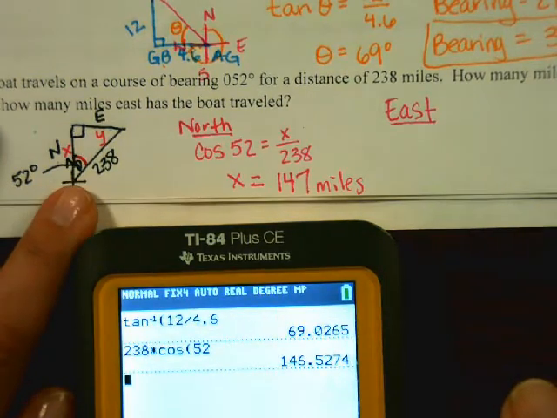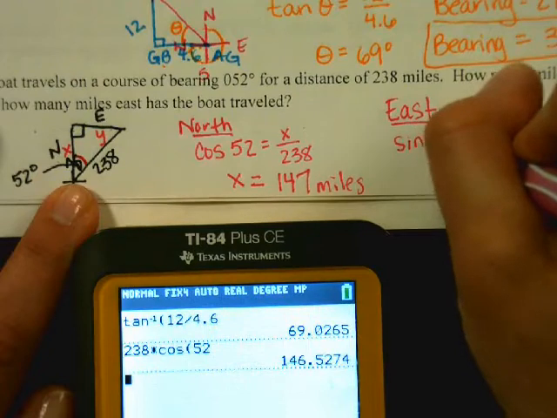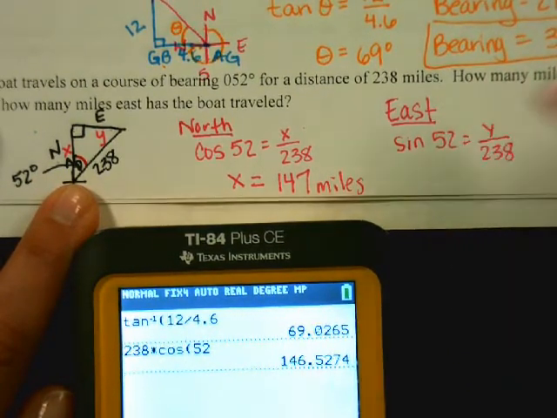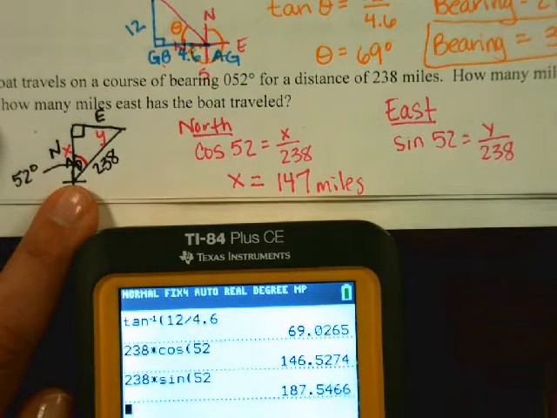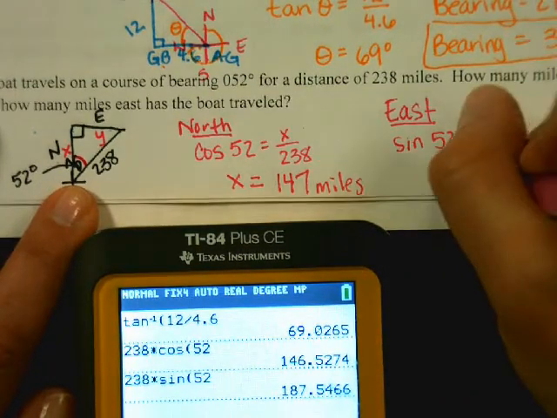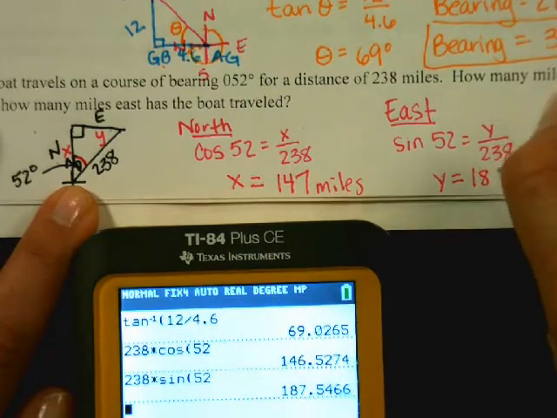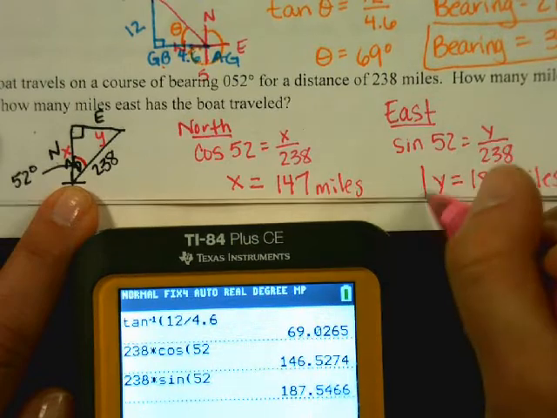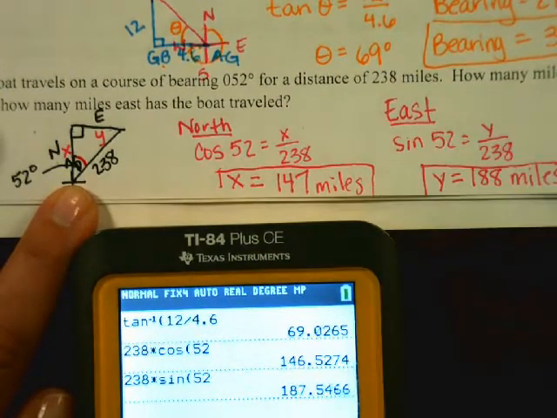Okay, how about east? Sine of 52 equals y over 238. That's 187.5, so he's gone east 188 miles and north 147 miles.